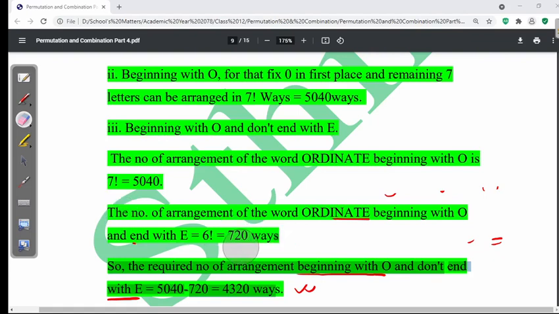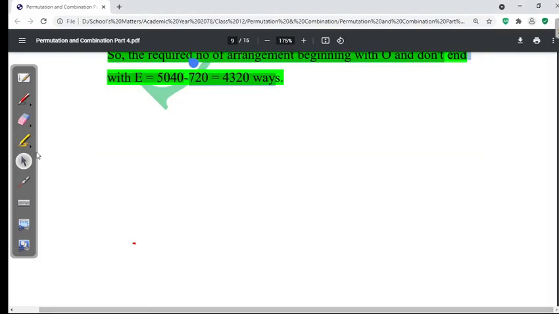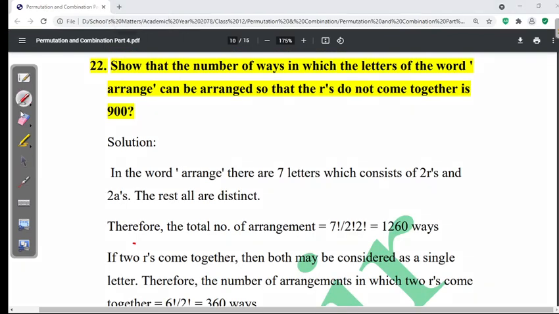It is an important question from the examination point of view, dear students. Please focus on this question. Now moving to the next question, that is question number 22 in my part. The number of ways in which the letters of the word ARRANGE can be arranged so that R's do not come together is 900. The answer is given here, which is 900.